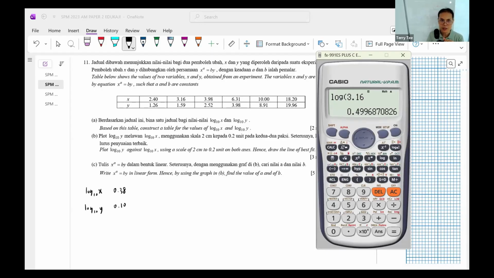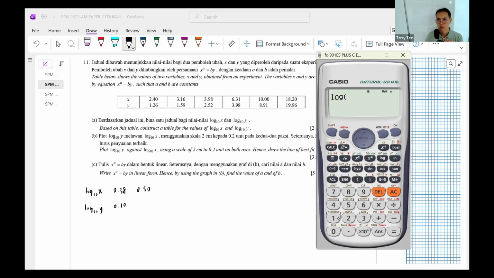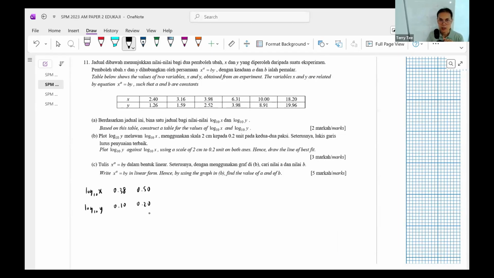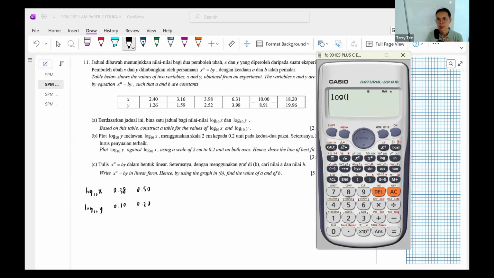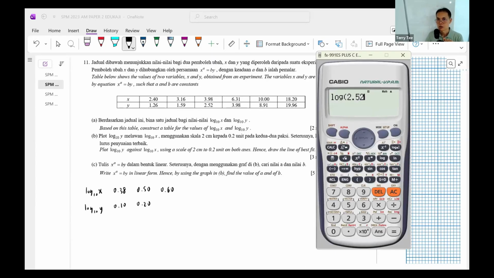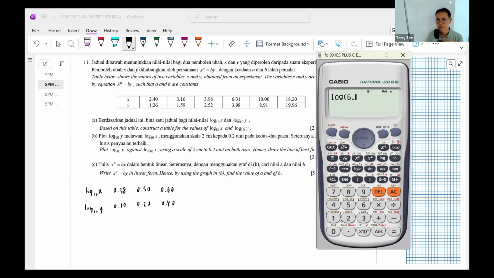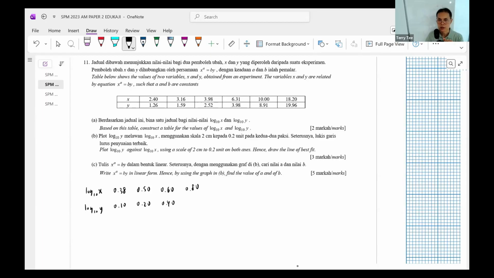log 0.499 is 0.50. Next, log 1.59, I've got 0.20. Okay, then log 3.98, you get 0.6. Oh, nice number. Log 2.52, you should get 0.40. Log 6.31, this will be 0.8. Wow, nice number.